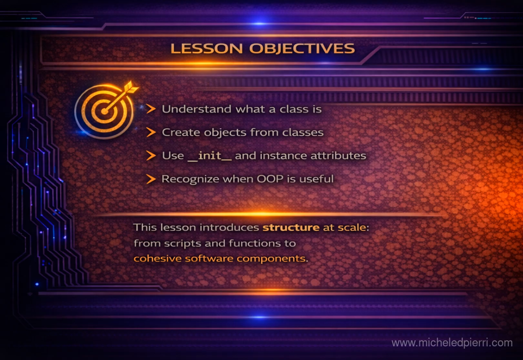__init__ and instance attributes also improve safety. You can design an object so it cannot exist in a broken state. If a required file path is missing, or required columns are not provided, you can fail early with a clear message. And the last objective is the most important.